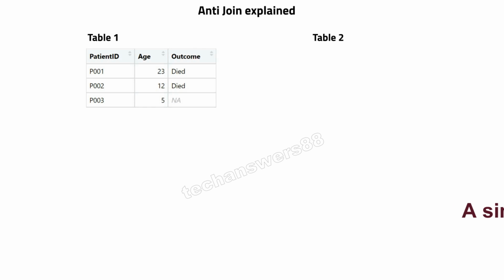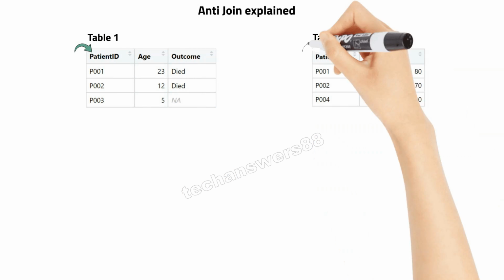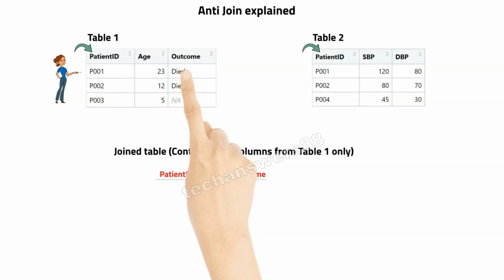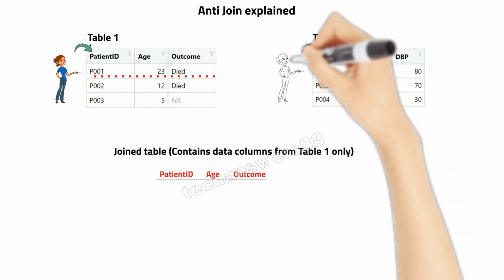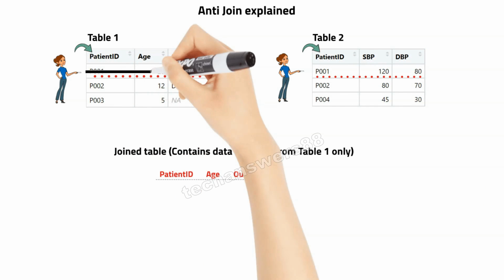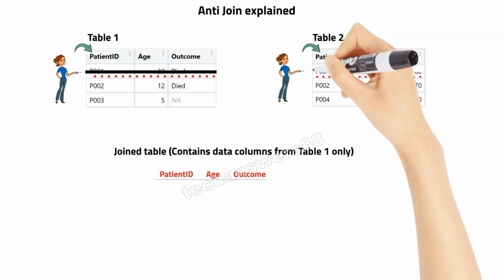Let's say we've got two tables, table 1 and table 2, and both tables have patient ID, which can be used as the key. So let's look at the first row. Patient ID 001 exists on both sides, but in an anti-join we don't need it.